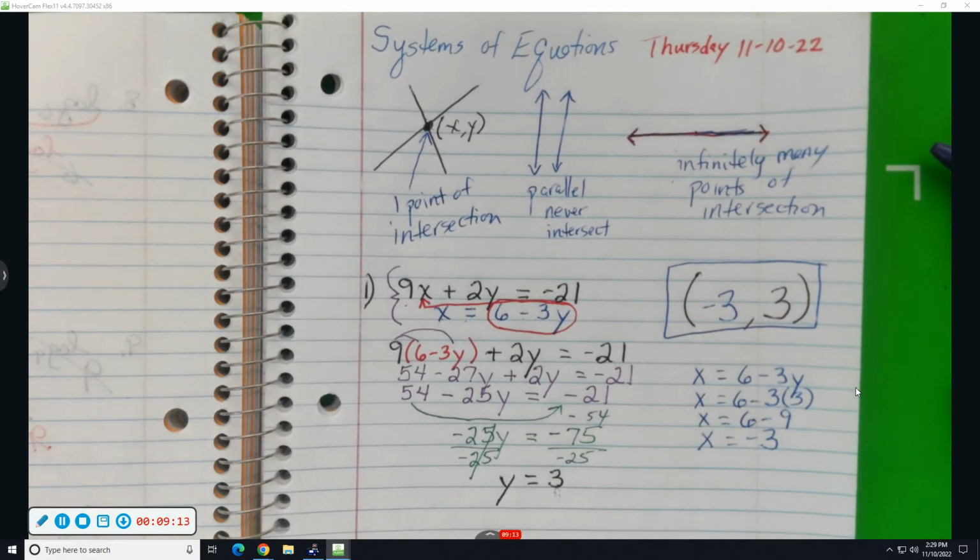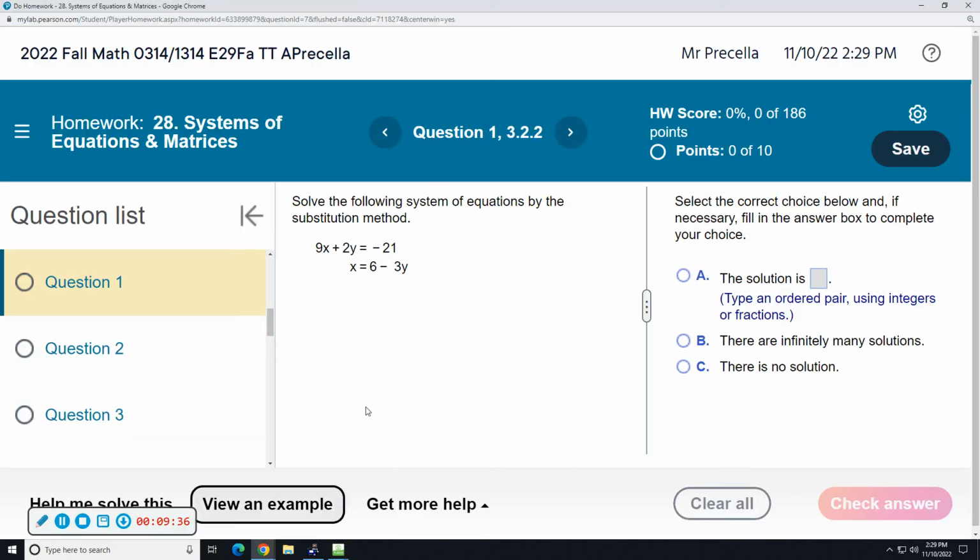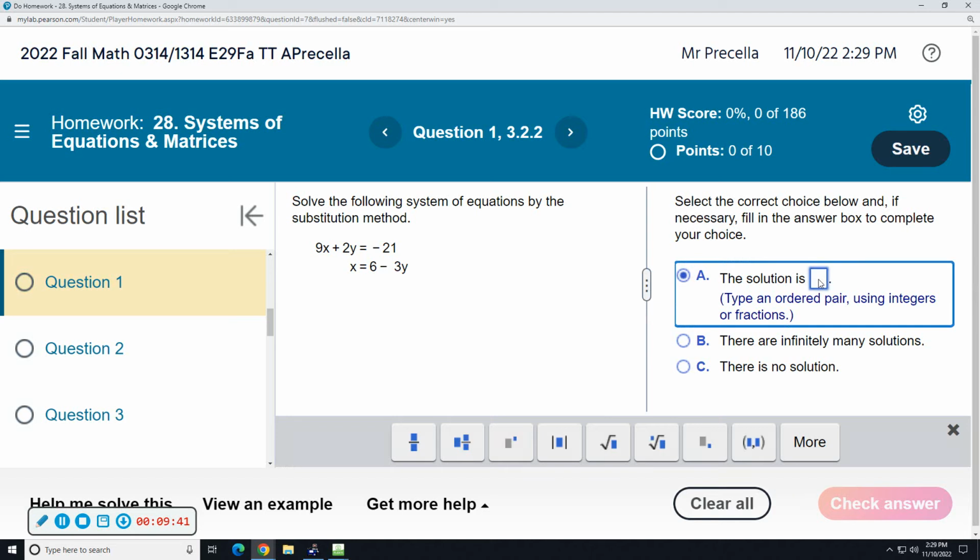Negative 3, comma 3. Now, if you were to have taken that y value of 3 and plugged it into the first equation and solved for x, you would have still gotten negative 3. But if you have one equation already solved for a single variable, that's the easier one to plug into. So we come over here to number 1. Well, let me type this answer in first. Negative 3, comma 3.